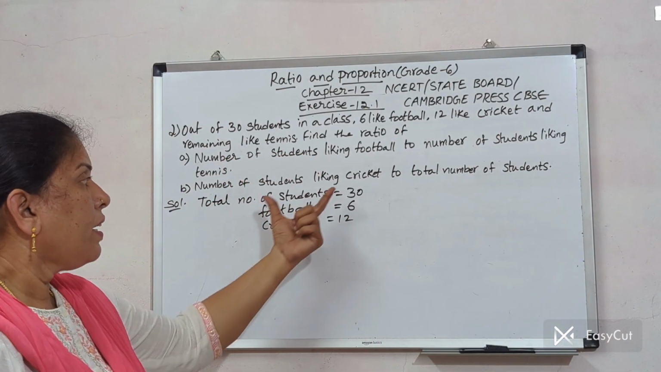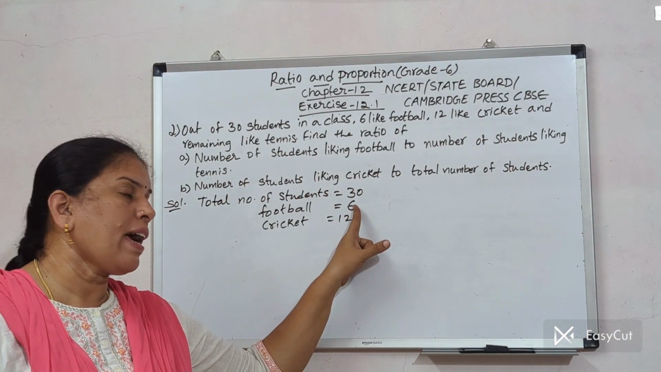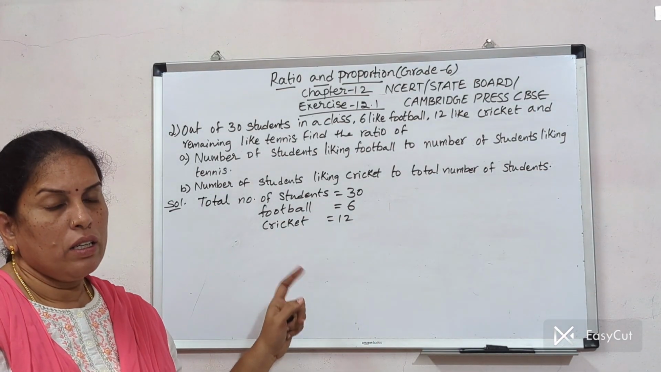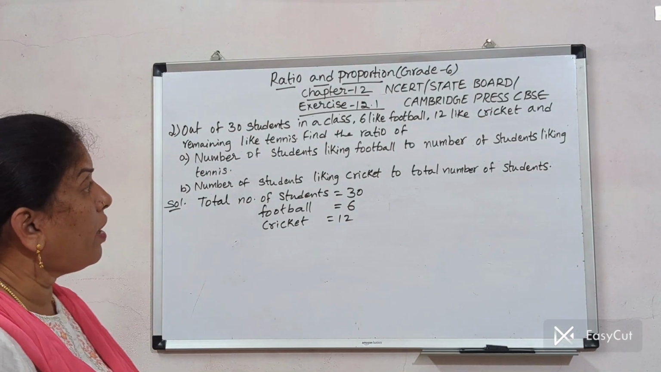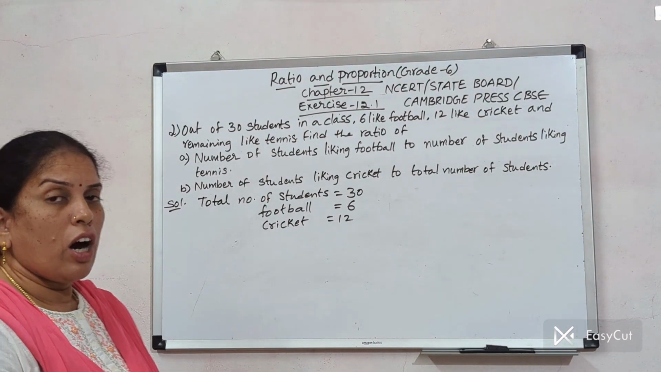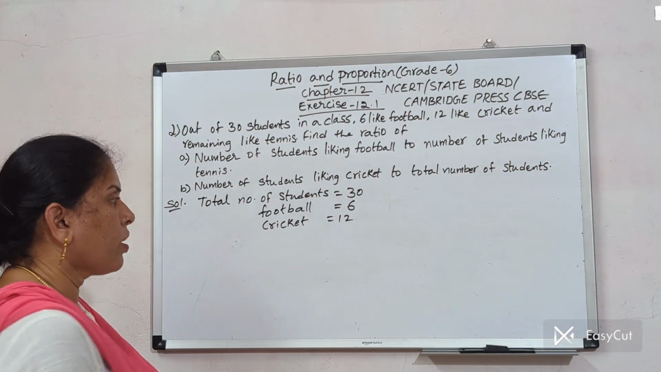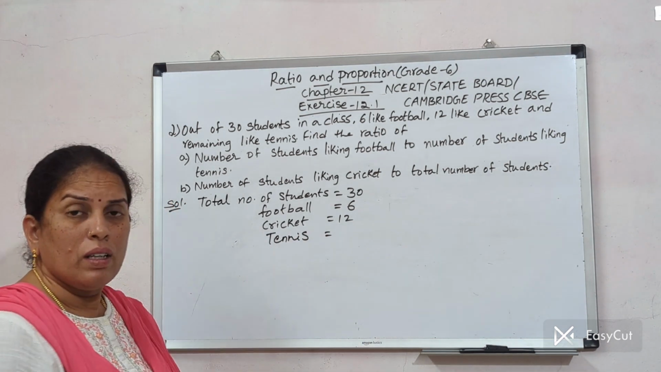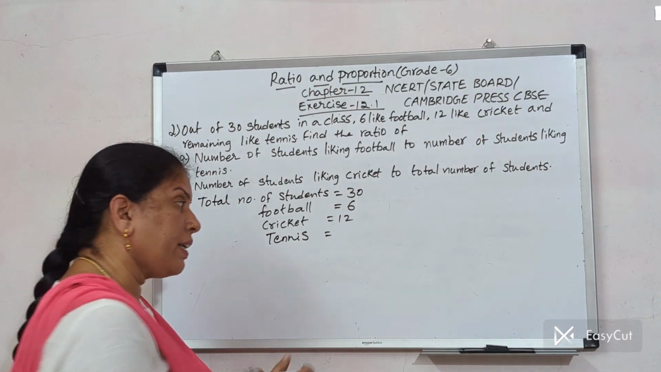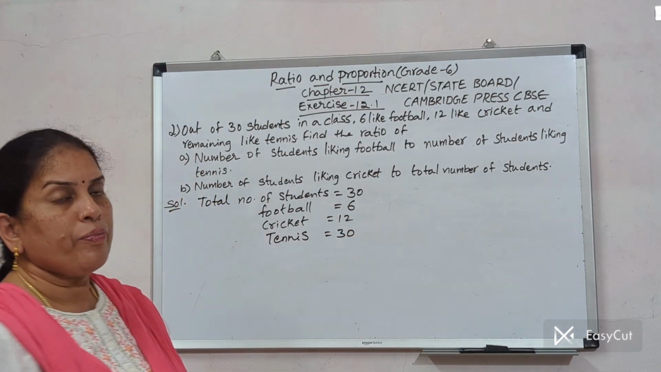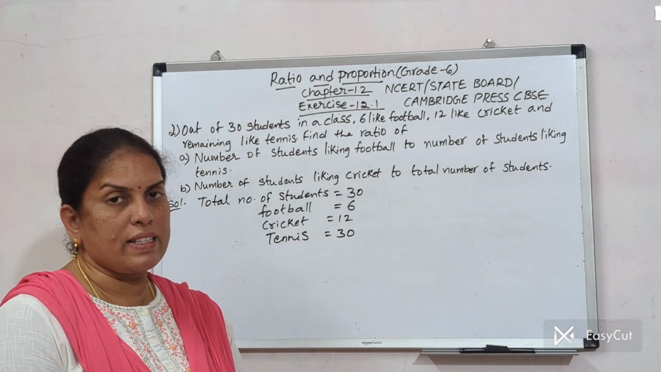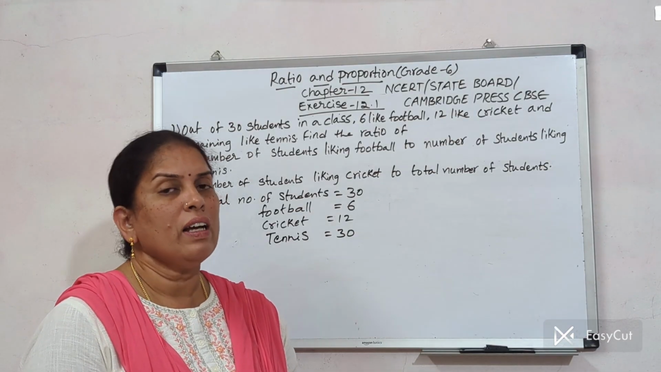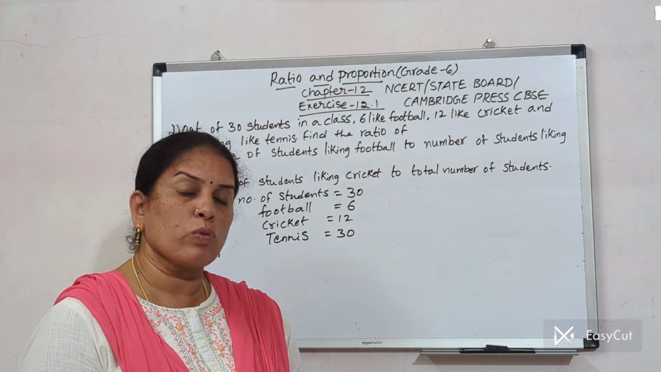See here, in the total number of students, 6 like football, 12 like cricket. The remaining children like what? Tennis. So, we will find out how many members like tennis. What is the total number? 30. See here, children, I will give one example for this. Your mother gave you 10 rupees. In the 10 rupees, what did you do?